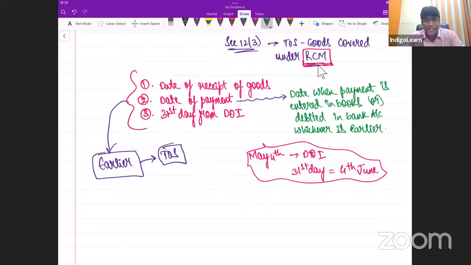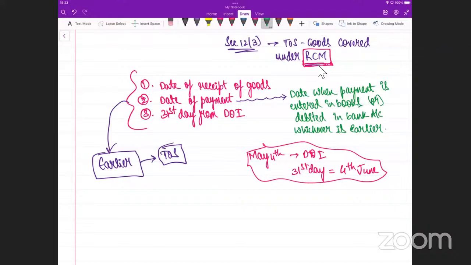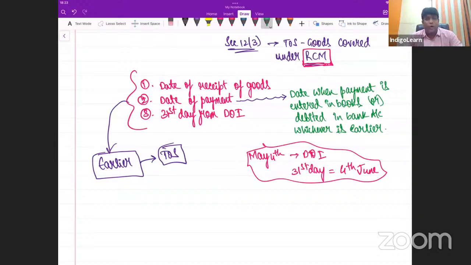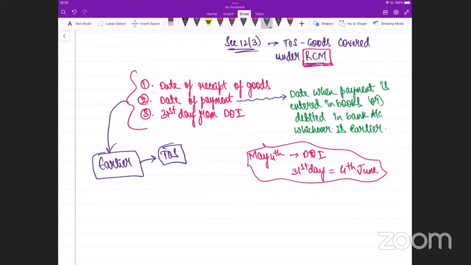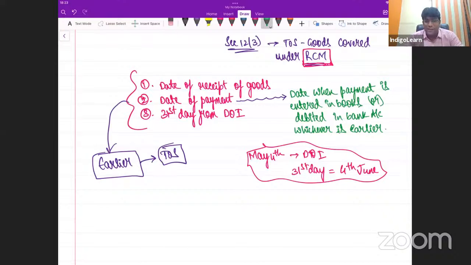So what are the 3 dates? First one, guys, date of receipt of goods. Second, date of payment. Third one, what is the third one? Come on, 31st day from date of invoice. And what is the date of payment? Date when payment is entered in books. And whose books are they? Of course, recipient's books, because we are talking from the recipient's point of view. Or debited in bank, whichever is earlier. And we are obviously talking from the recipient's point of view, because we are talking about a transaction covered under RCM, where the receiver is liable to pay GST, but not the supplier. Please get that point very clearly. Very, very important concept, my dear friends. And which section is all this, by the way? This whole concept is covered under section 12.3.